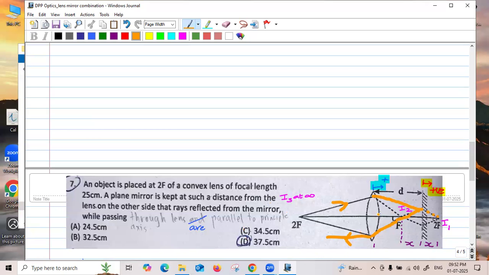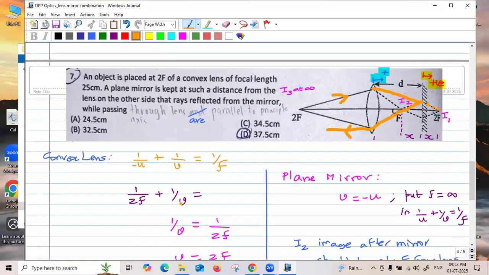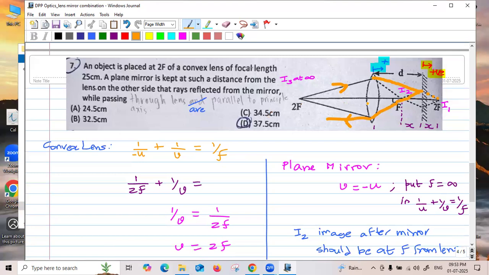Focal length is given f, and u is 2f. So from this I can find the v of the first image using the lens formula, 1 by v equal to 1 by u plus 1 by f, and there is a negative sign with u because u is negative, these two are positive. So u is 2f with a minus sign, because f is positive for a convex lens. Most important thing is to get the sign right, otherwise the answer will be wrong.